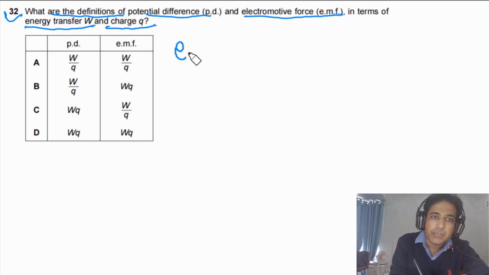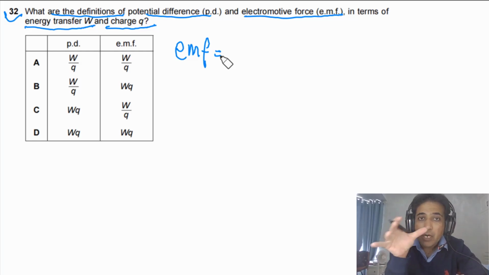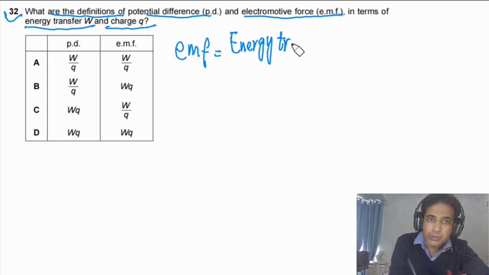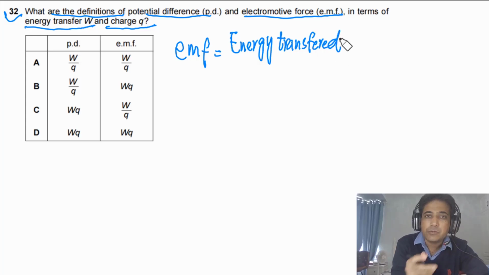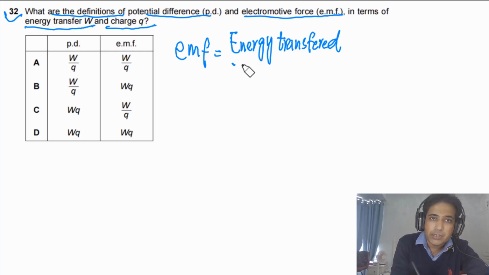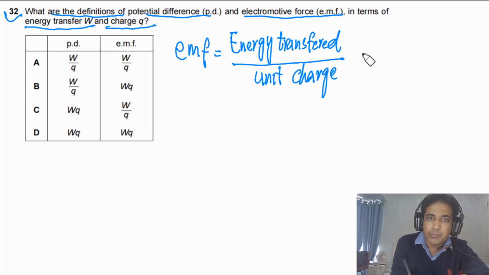So we need to understand EMF is equal to the amount of other forms of energy converted into electrical energy per unit charge. So simply we can say this is the energy transferred per unit charge. This is energy transferred from chemical to electrical per unit charge. So this is representing EMF.